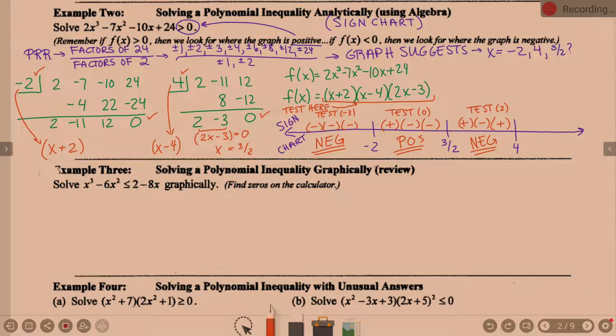And a value bigger than 4. I'm going 5. You going 63 again, Jacob? Yeah. Okay. So 5 plus 2 is a positive. 5 minus 4 is a positive. 2 times 5 minus 3 is a positive. And I know a positive times a positive times a positive is a positive.